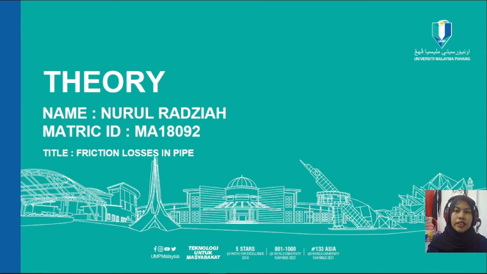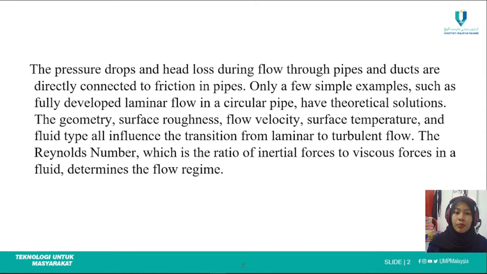I will be covering the theory part of the friction losses in pipe experiment. The pressure drops and head loss during flow through pipes and ducts are directly connected to the friction in pipes. Only a few examples, such as fully developed laminar flow in a circular pipe, have theoretical solutions. The geometry, surface roughness, flow velocity, surface temperature, and fluid type all influence the transition from laminar to turbulent flow.